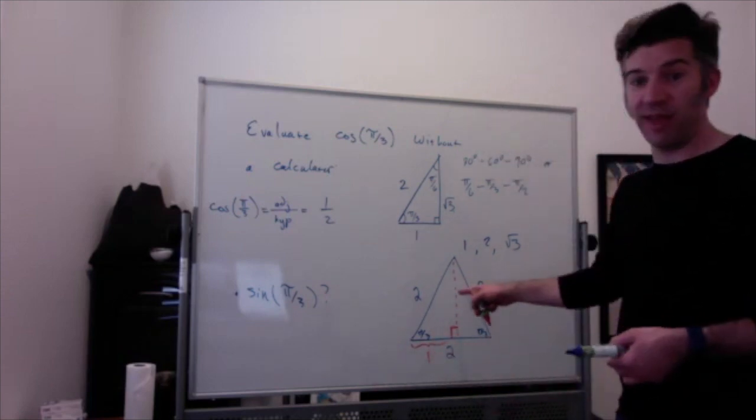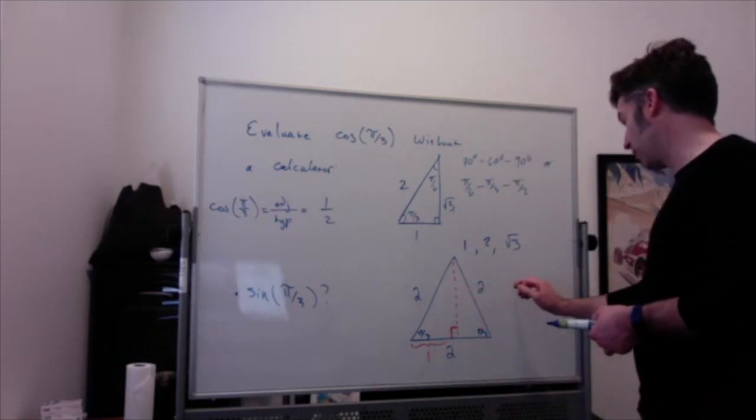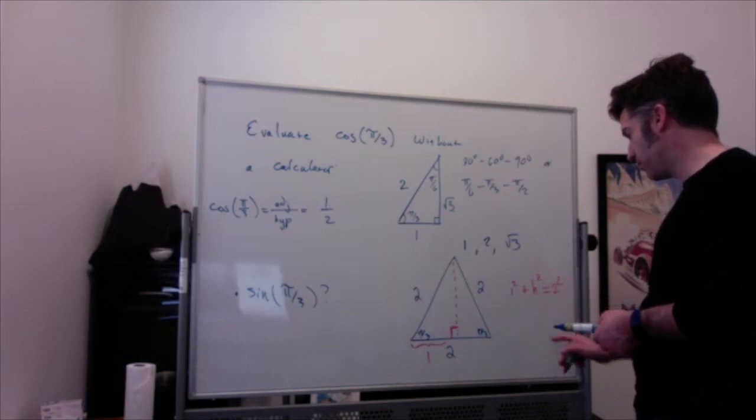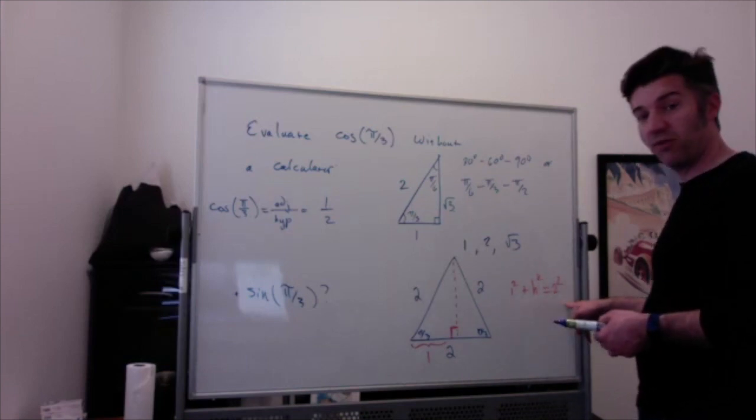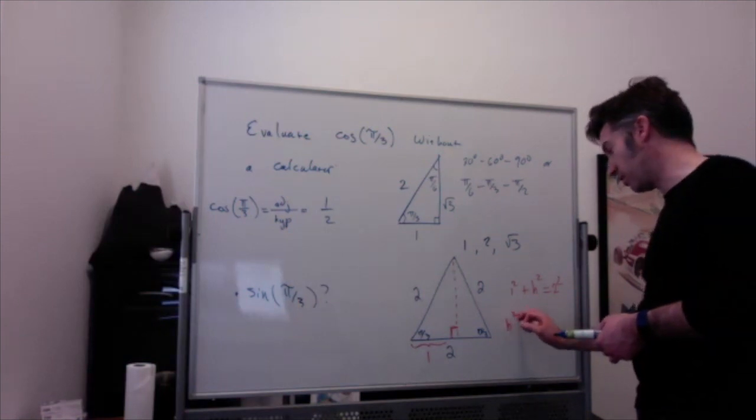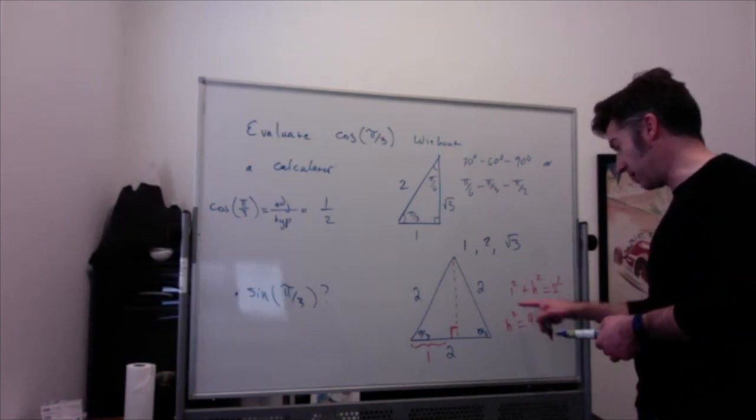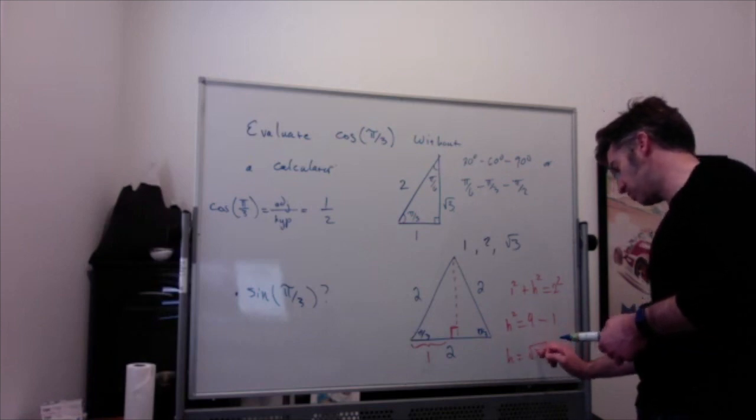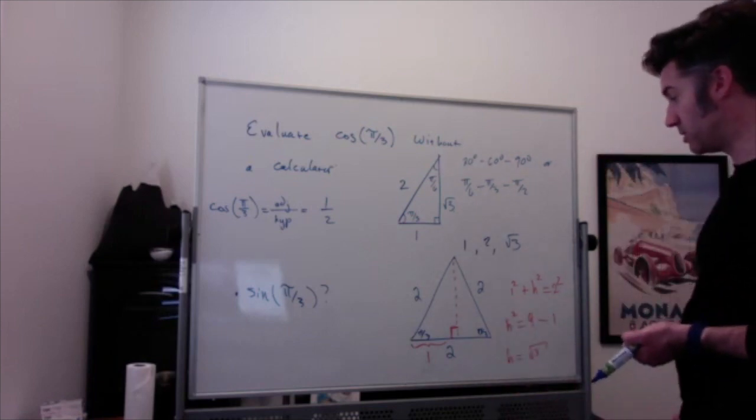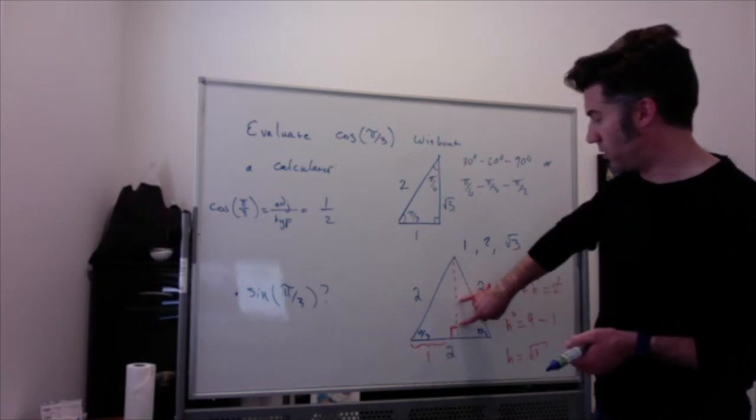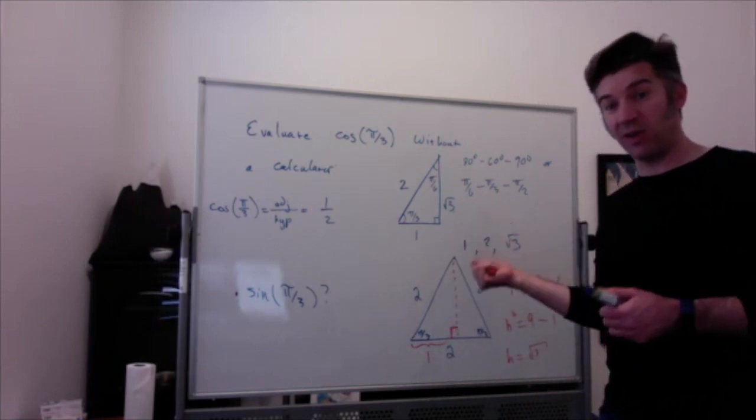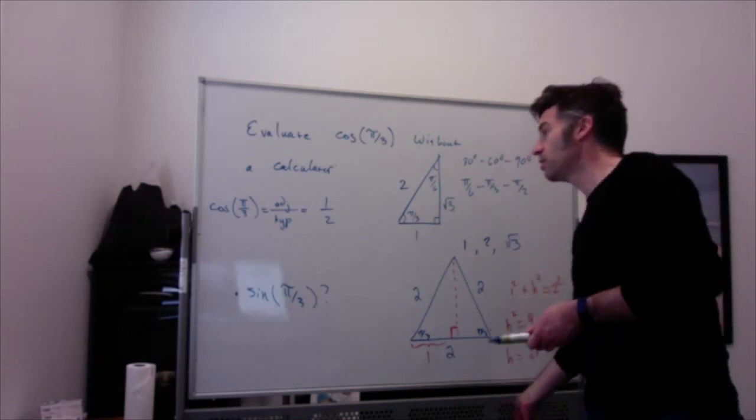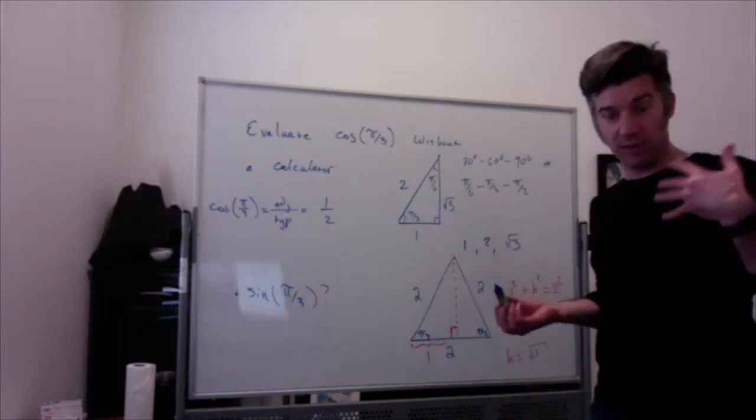I can use the Pythagorean Theorem to find this other side: 1 squared plus the height squared equals 2 squared. 1 plus height squared equals 4, so the height squared equals 4 minus 1. So the height is the square root of 4 minus 1, which is the square root of 3. So that's how I get those sides. This is 1, this is root 3, and this is 2. This is definitely a triangle you want to memorize. That's how I would find cosine of pi over 3.